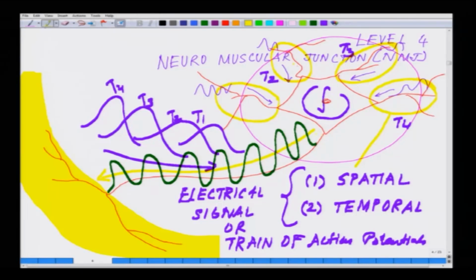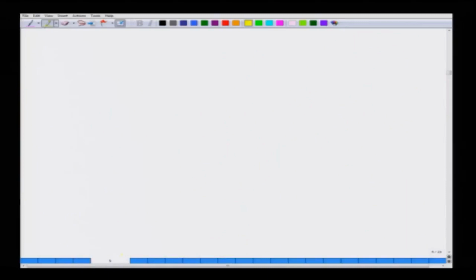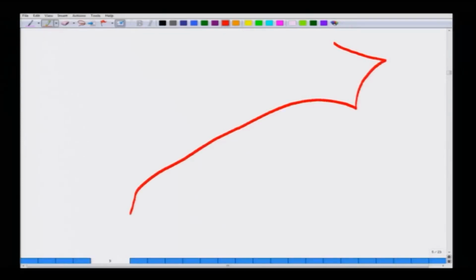First of all, these neurons are myelinated, and if you look at these neurons, if this is your motor neuron, and this is how the process is.